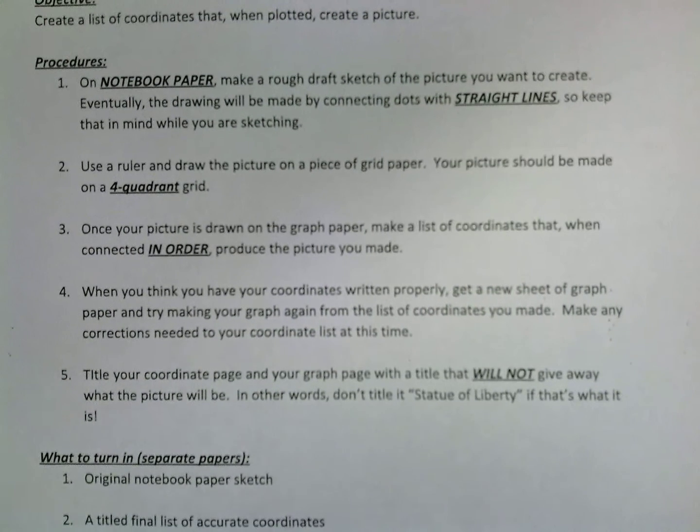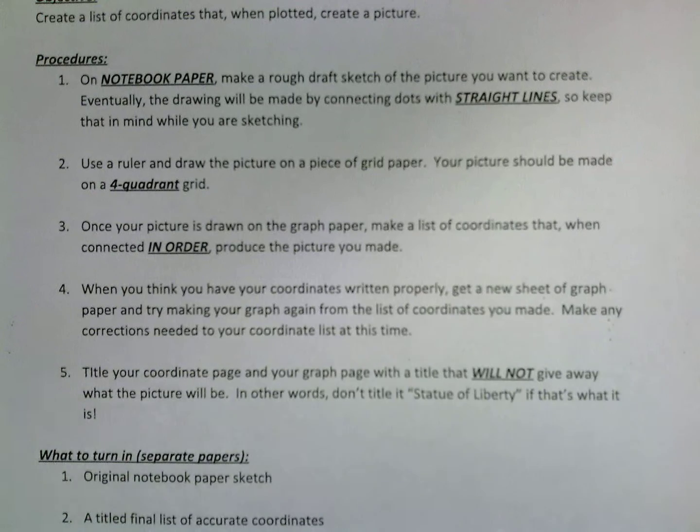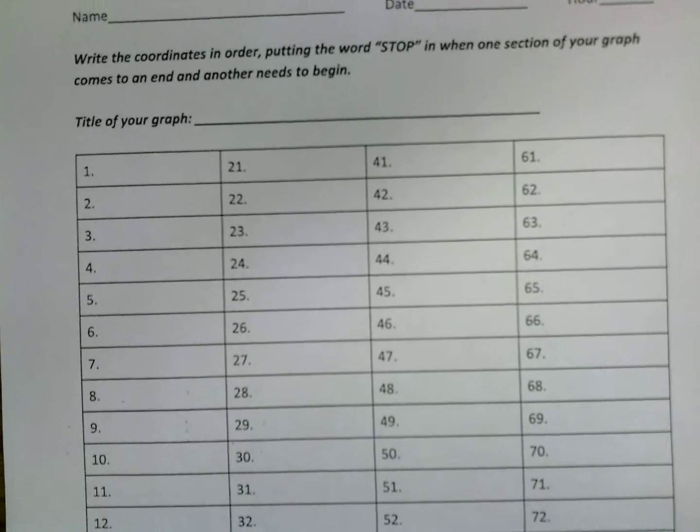Once you have drawn your picture, you're going to make a list of coordinates that, when connected in order, produce your picture. So as you're going through, just pick point by point. We're still going to use that same stop technique that we took a look at for the turkey one as well. All of those coordinates are going to be listed on the back. So just list those all across it.